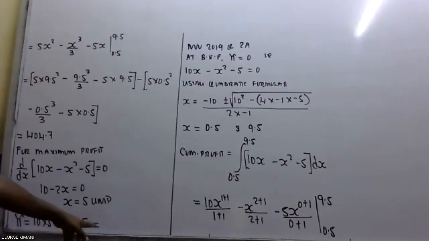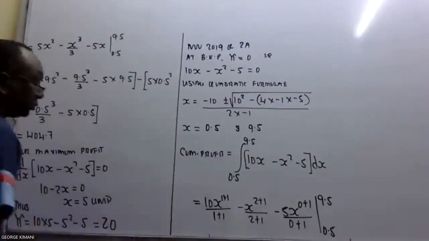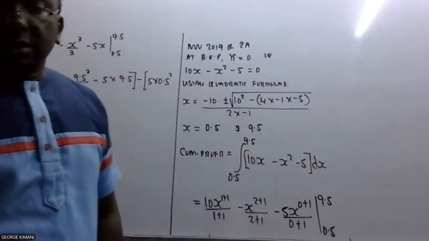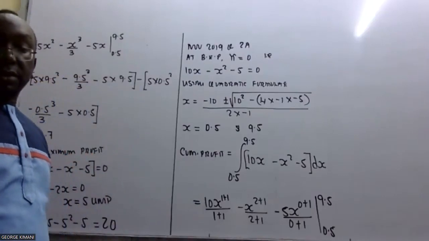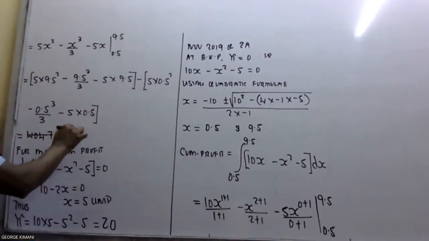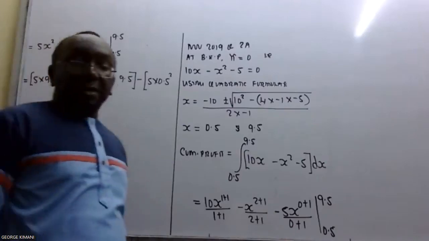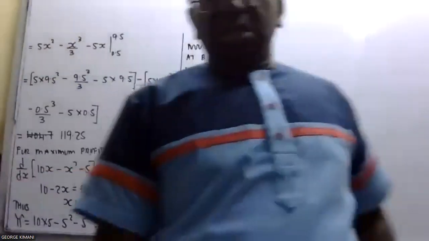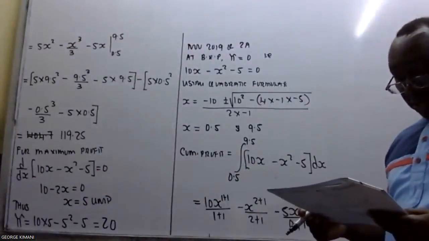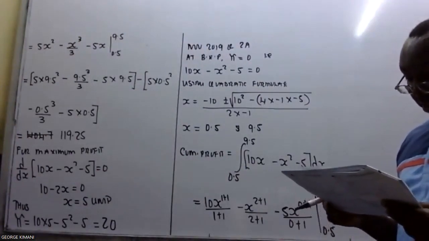What's the answer here? 20. So, Marseille, you are saying this one is 119.25. So you will confirm which one is which. Confirm. Okay, so I think that is good.